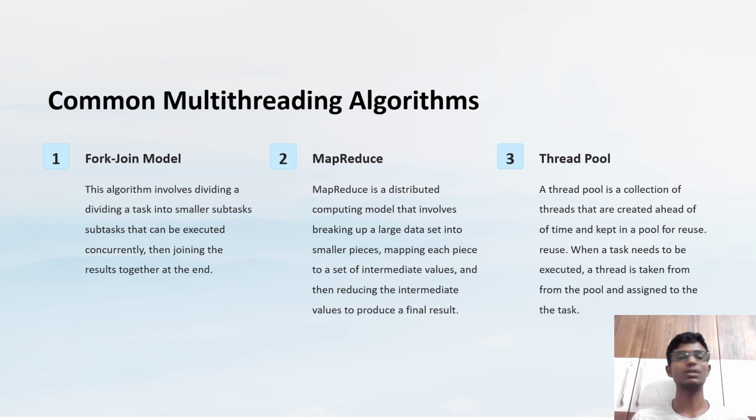A thread pool is a collection of threads that are created ahead of time and kept in a pool for reuse. When a task needs to be executed, a thread is taken from the pool and assigned to the task. These are the three common multithreading algorithms which are in practice.